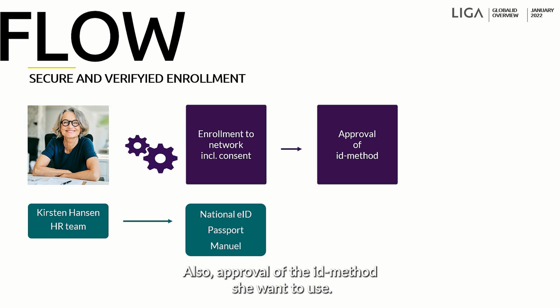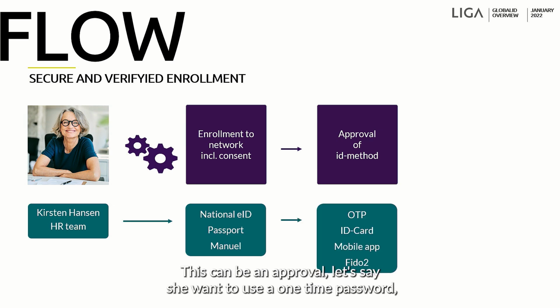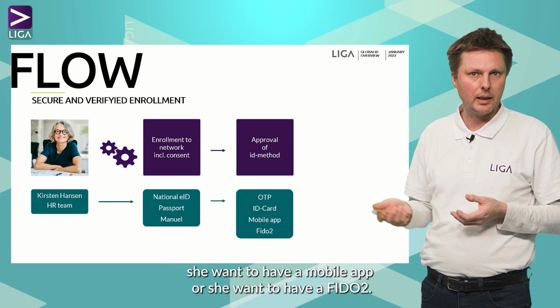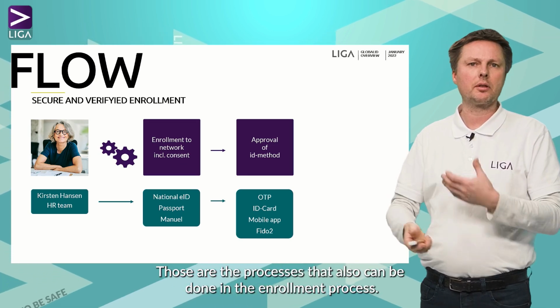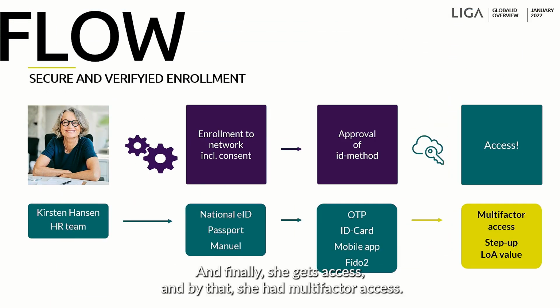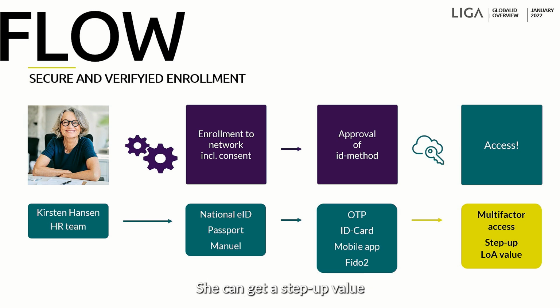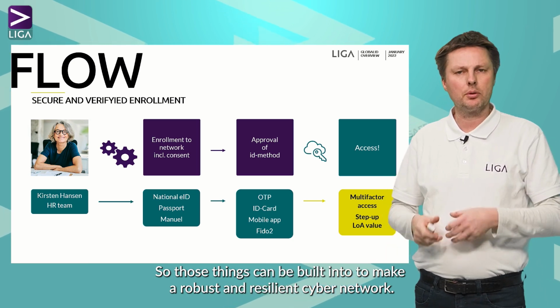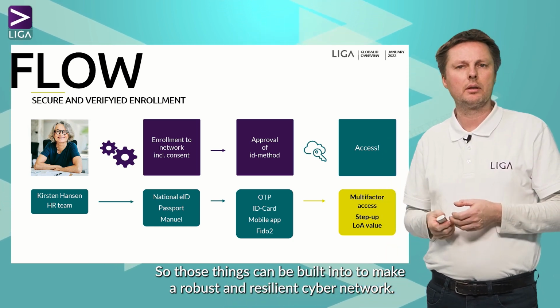Also, approval of the ID method she wants to use. Let's say you want to use a one-time password, an ID card, a mobile app, or FIDO2. Those are the processes that can also be done in the enrollment process. And finally, she gets access, and by that she has multi-factor access. She can get a step-up value. For zero trust environment implementation, we can support level of assurance values. So those things can be built in to make a robust and resilient cyber network.